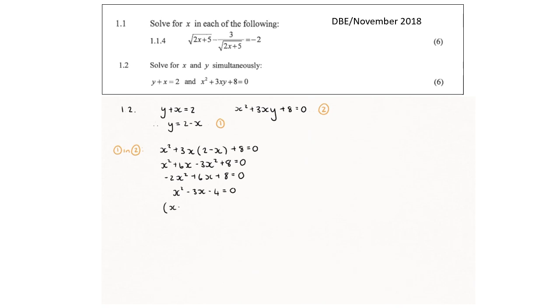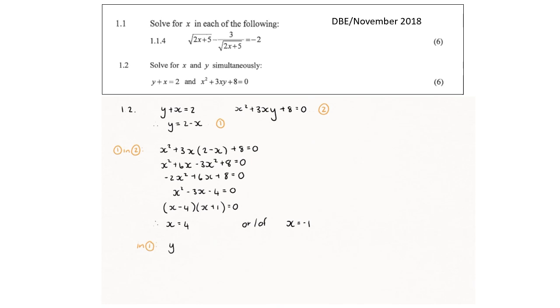Now we can factorize the left-hand side of the equation. This then becomes (x minus 4) times (x plus 1) equals 0. And if we take x minus 4 equals 0, it gives us the solution x equals 4. And for x plus 1 equals 0, x is equal to -1. But we are not finished.